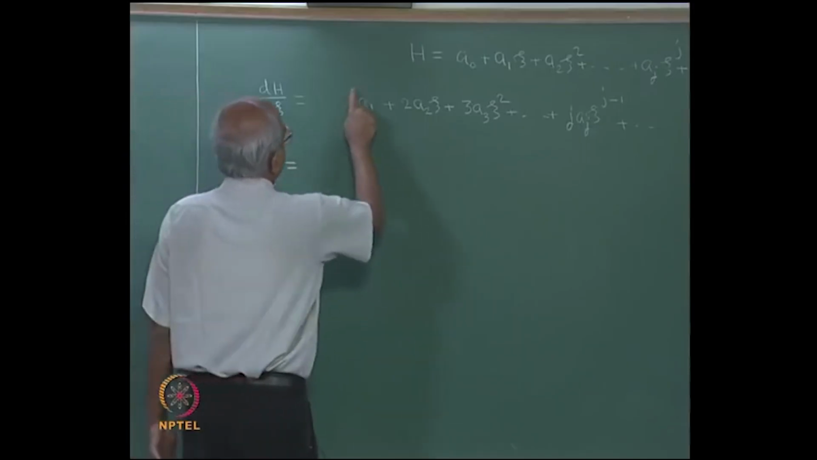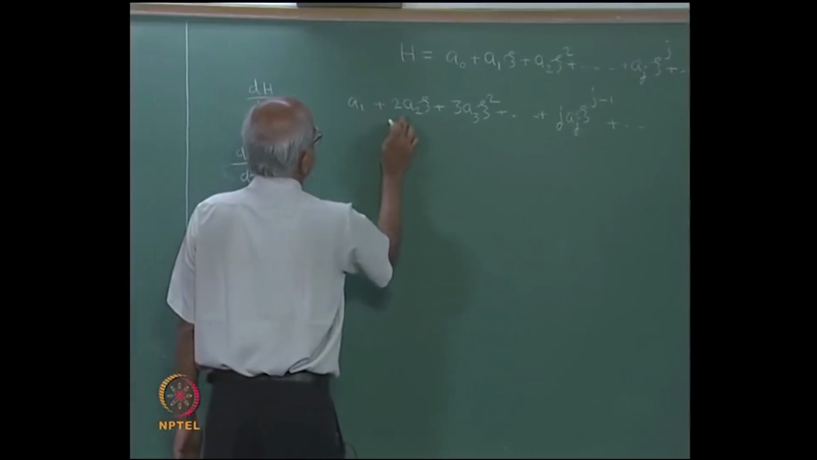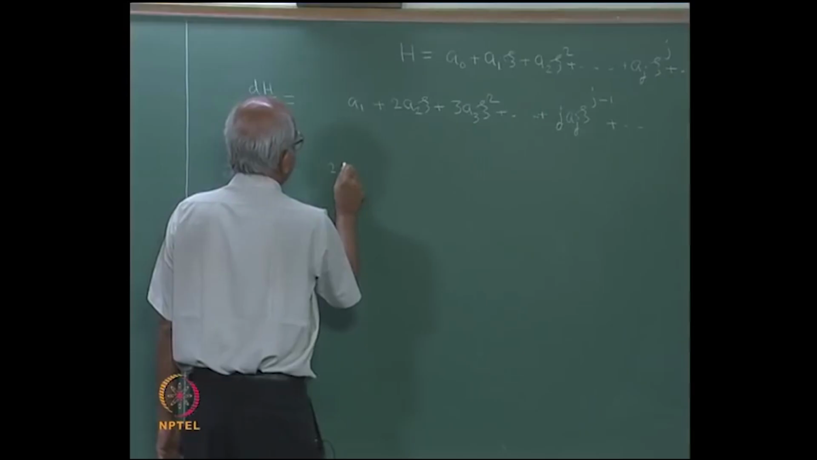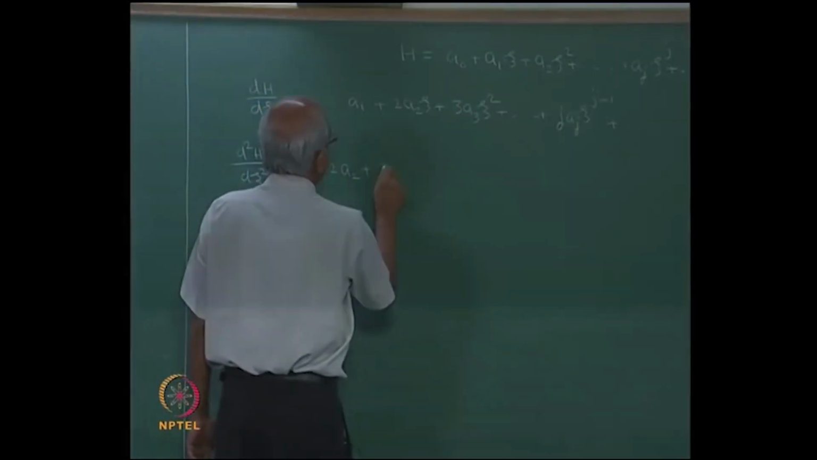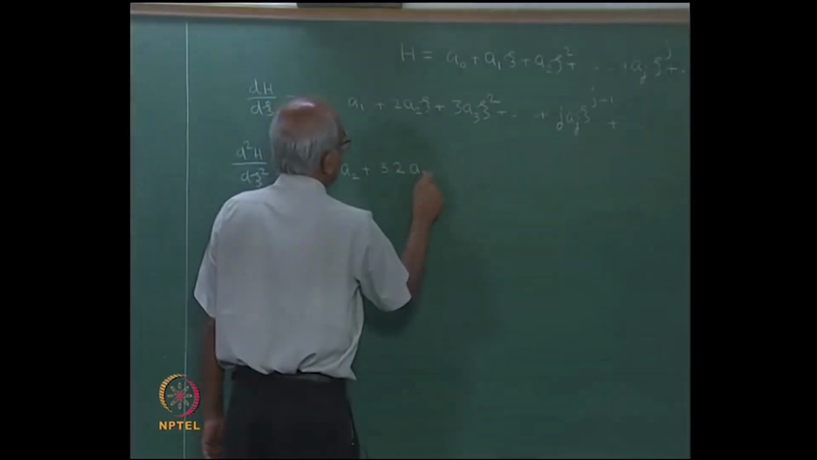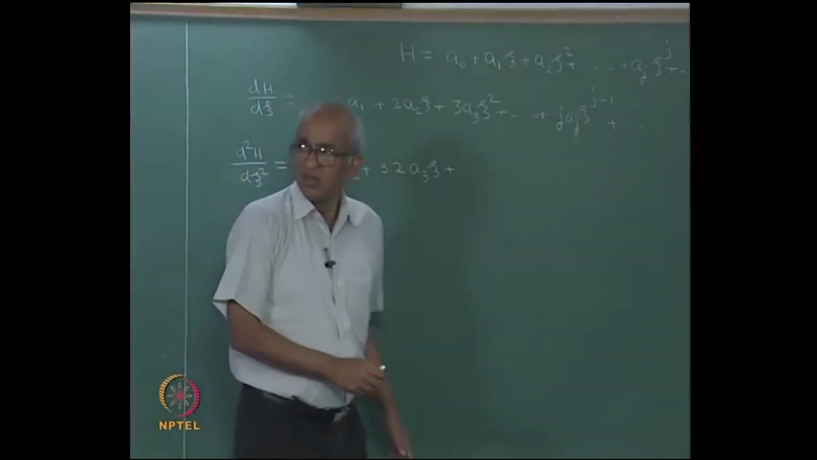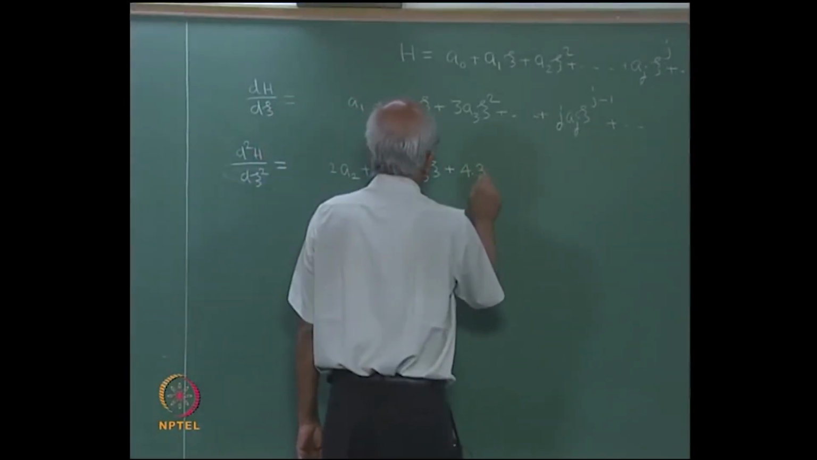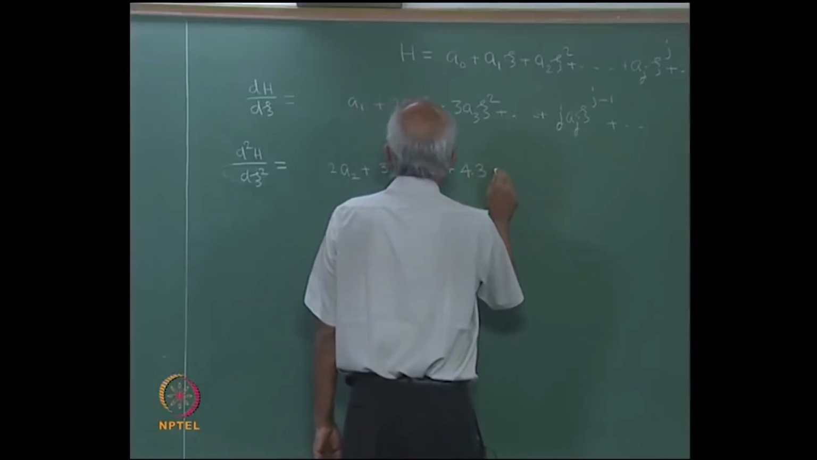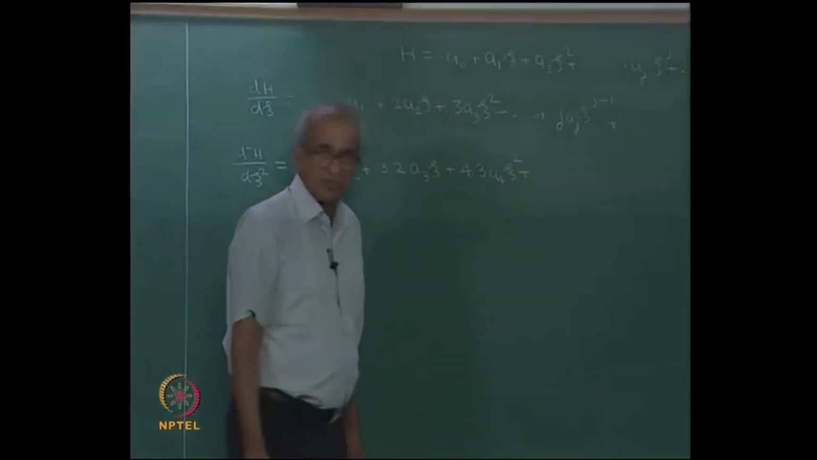Well, when you calculate the second derivative, this term actually goes. So, therefore, you are going to have the first term as that one, you are going to get 2a2 plus 3 into 2a3 c plus, what will be the next term? It is going to be 4 into 3 a4 c square plus etcetera.